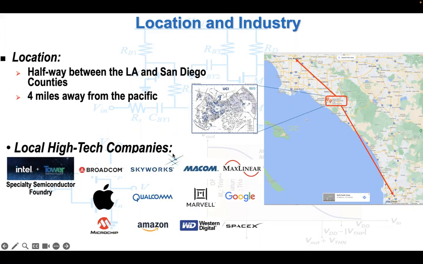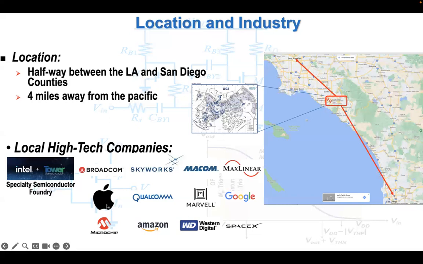In terms of the local high-tech companies, there are many companies that have either their headquarters here or a big research center in circuit design, the IC design group in Orange County, including Intel and Tower Semiconductor with their big foundry doing specialty semiconductor manufacturing. We have Broadcom, Skyworks, as I said, their headquarters is literally in the university campus. We have MACOM and MaxLinear. MaxLinear is dominating the market in TV-related integrated circuits and products.